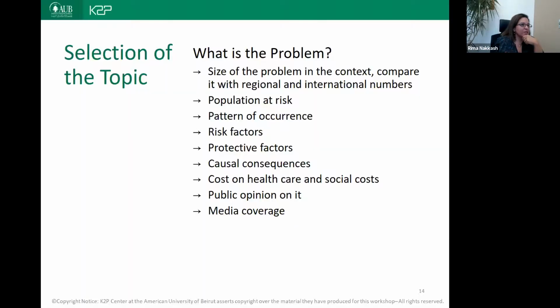When we think about selection of the topic, we think about level 1 evidence as defined by Dr. Brownson, who has published on evidence-informed public health. And level 1 evidence is: is there evidence that there is a problem? What's the size of the problem in the context that we're working in? What is the data that we have that can give us information about patterns of occurrence? What are the risk factors? What are the causal consequences? What do we know about the cost of this public health problem on healthcare and social cost?